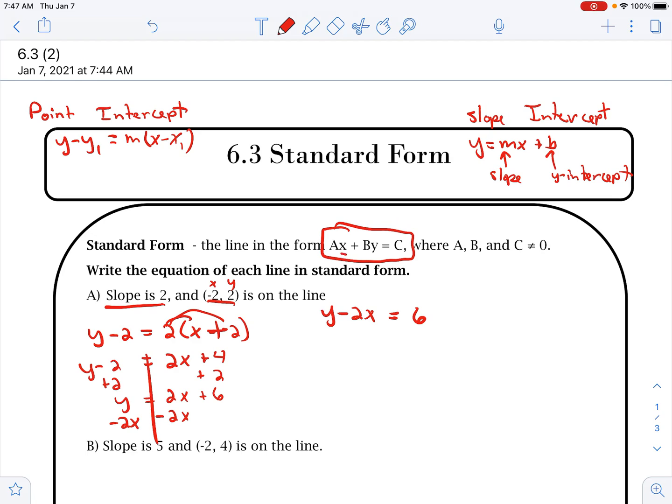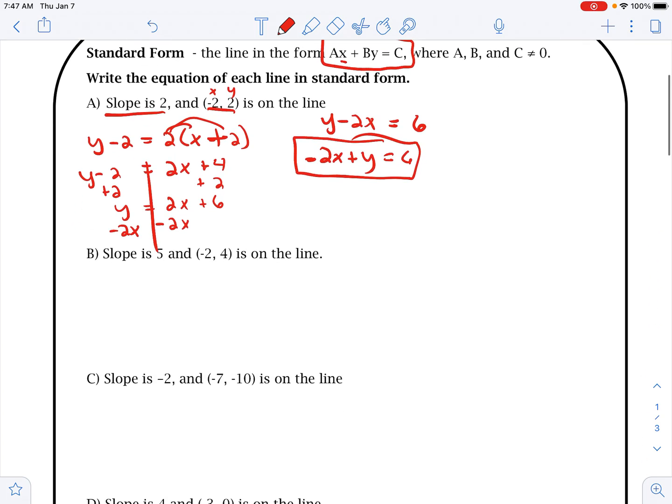Now, one thing to point out to you, see how they have x first? So we can just switch the order. That's a negative 2x. The y is positive, so you could say negative 2x plus y equals 6. And there we have it in standard form.